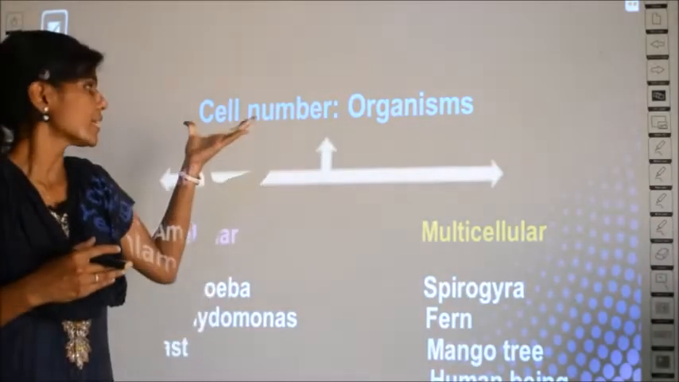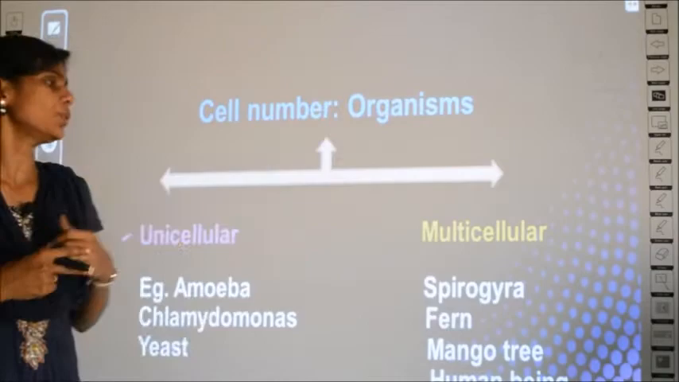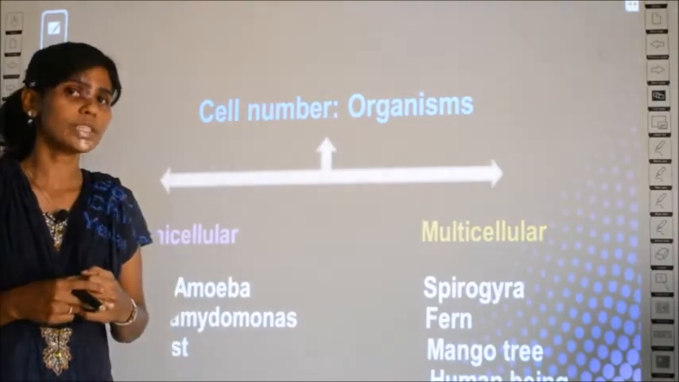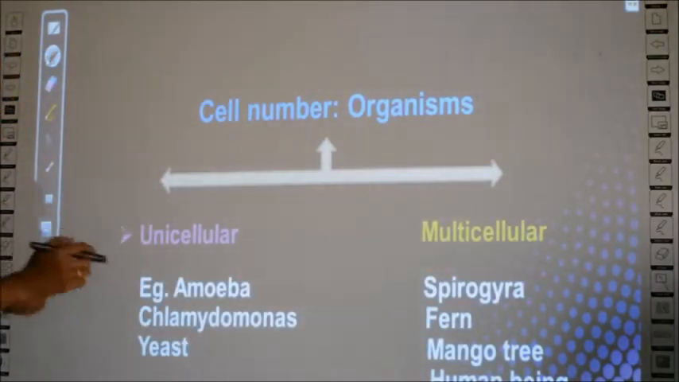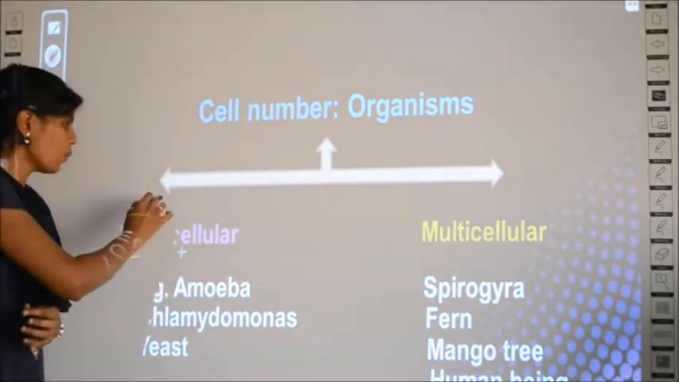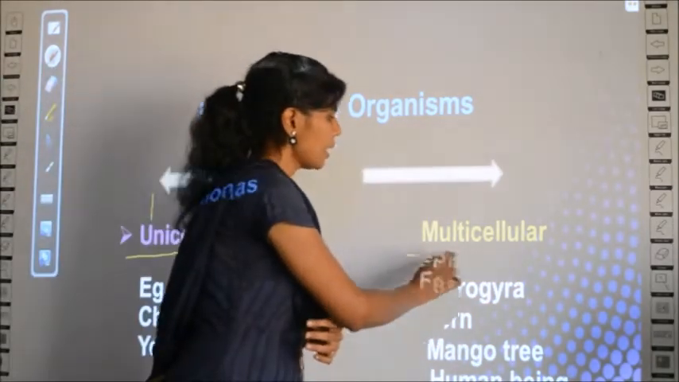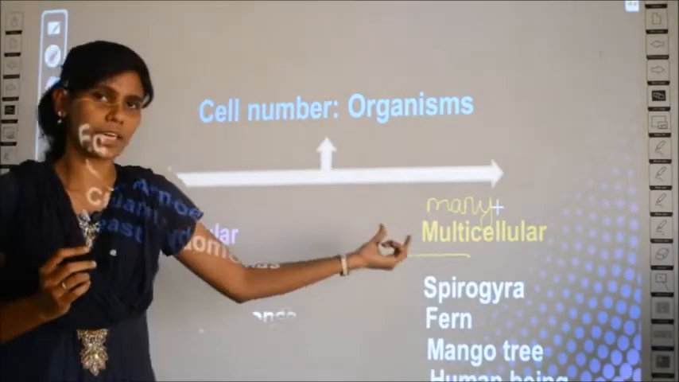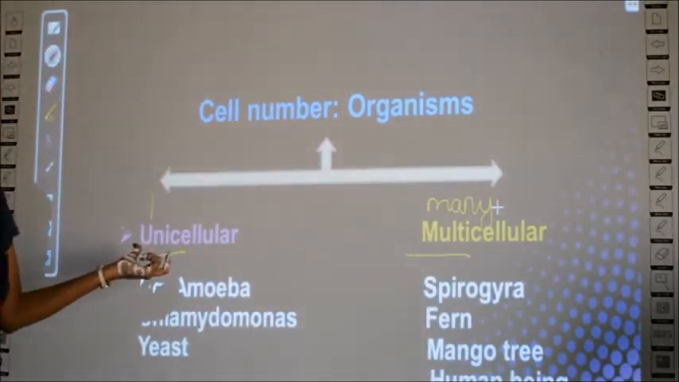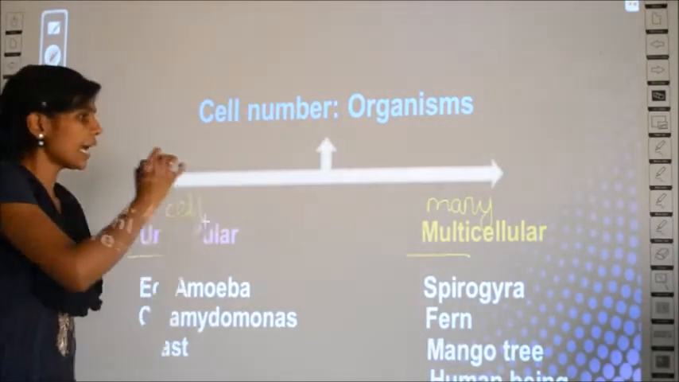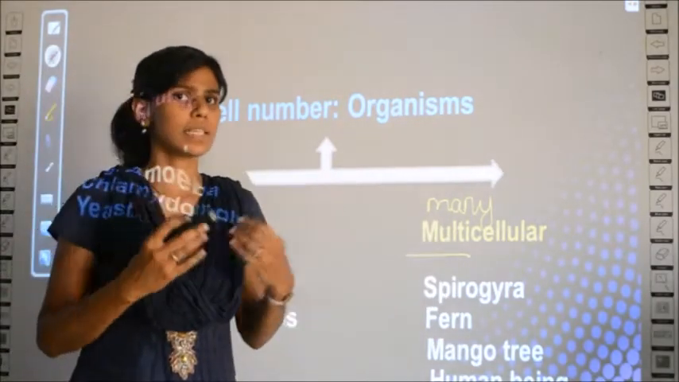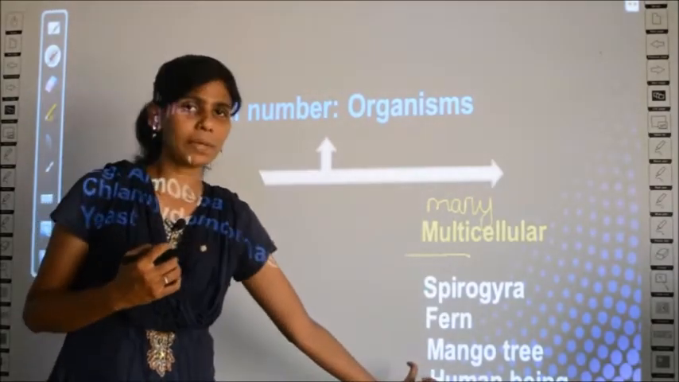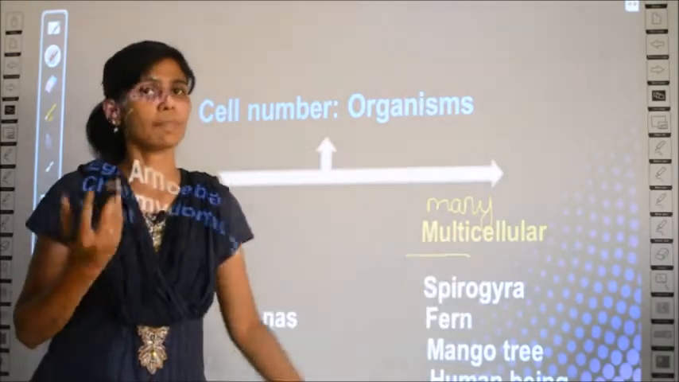Based on the number of cells, organisms are divided into two called unicellular organisms and multicellular organisms. What are unicellular organisms? Uni means one, and multi means many. So unicellular organisms will have only one cell, and multicellular organisms will have many cells in the body. Are we unicellular or multicellular? We are multicellular. Human beings are multicellular because our body has many number of cells.